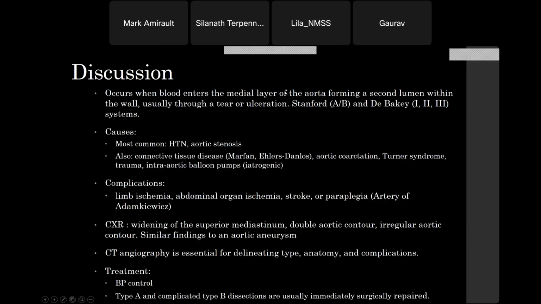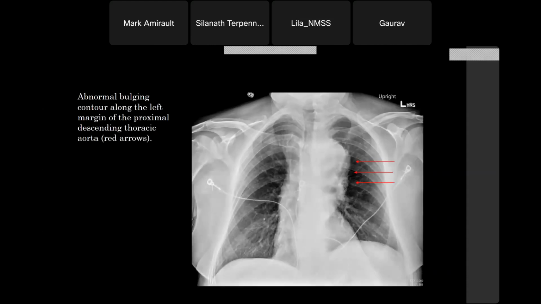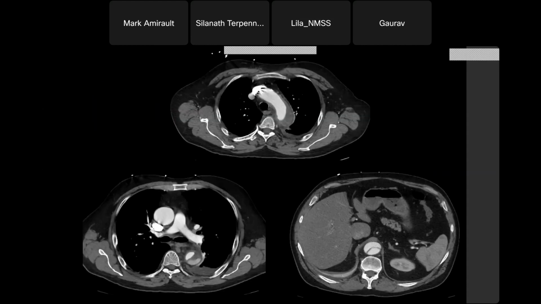I'm skipping through my slides here, but they got their CT, and you can see this is the level of the arch. This descending aorta has a dissection flap and some darker or hypoattenuating material, as we say on CT. This is clotting blood in a dissection.